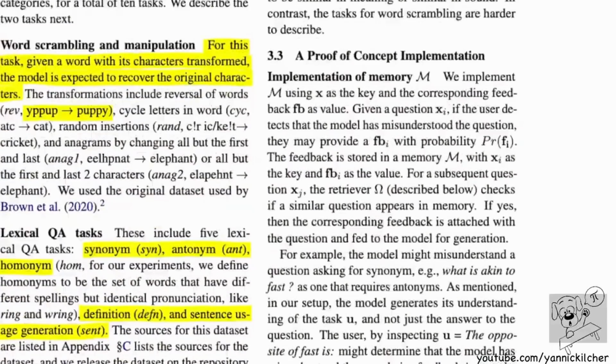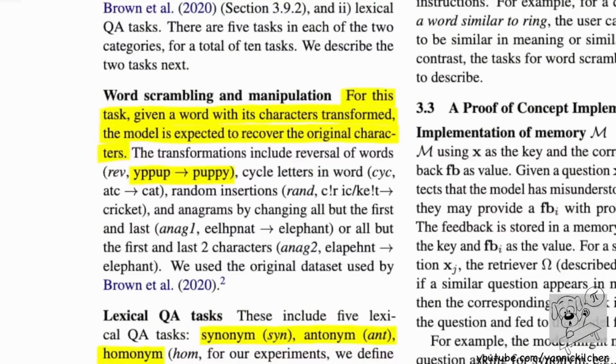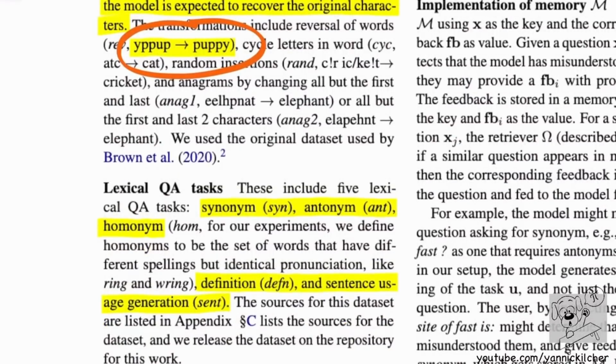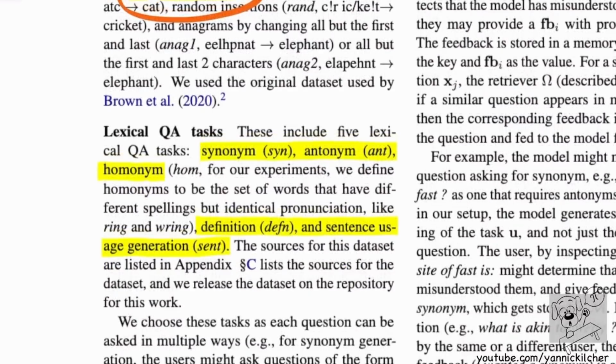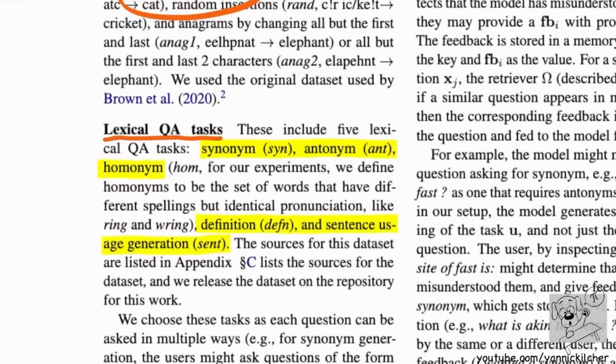Let's get into the tasks, and then we'll get into the actual examples. So they have two kinds of tasks. The first kind: there are 5 tasks that are broadly in the category of word scrambling and manipulation, for example reordering some letters, or reordering in exact reverse. There are anagram 1, anagram 2, and so on. There are 5 of these, and there are 5 lexical QA tasks, which are asking GPT-3 for a synonym, an antonym, a homonym, and so on.